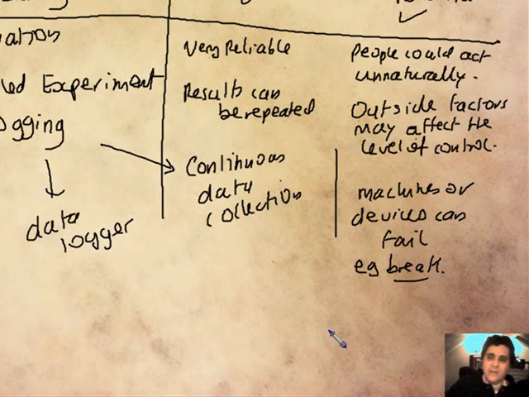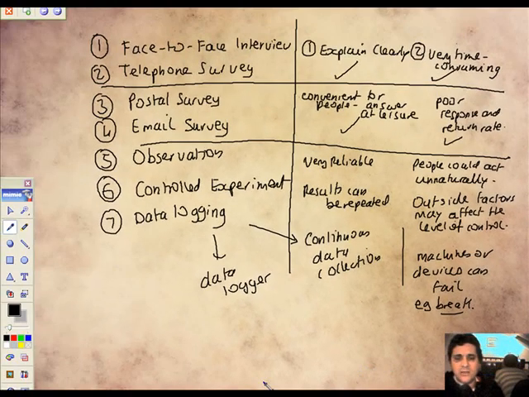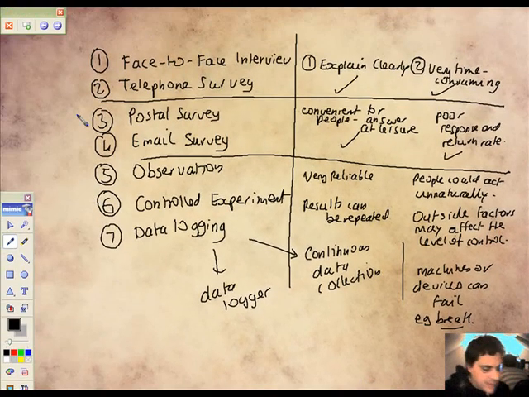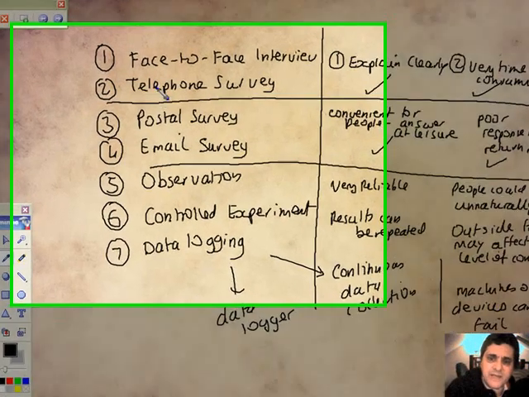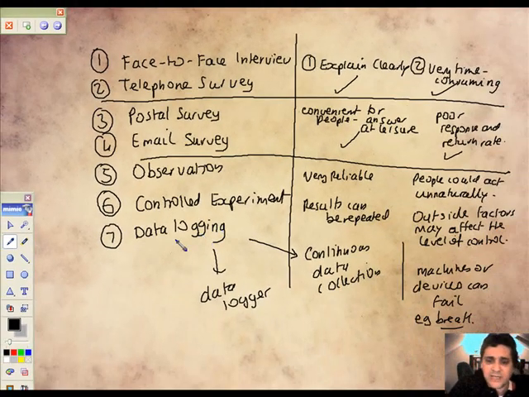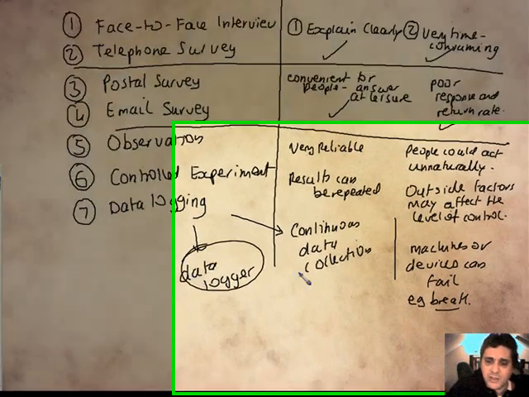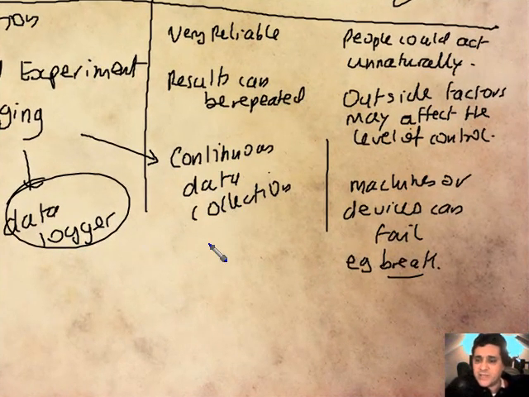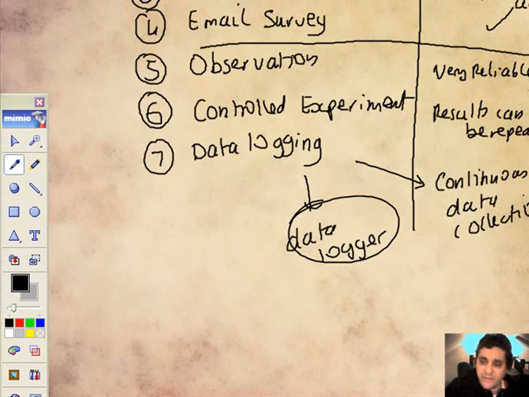Alright, so need to review that slightly, look at all the different methods of gathering data, from face-to-face, phone surveys, postal and email surveys, doing direct observations, conducting controlled experiments, or using a data logging machine to get the information required in a continuous way. Hopefully if it doesn't break, it'll be fine.